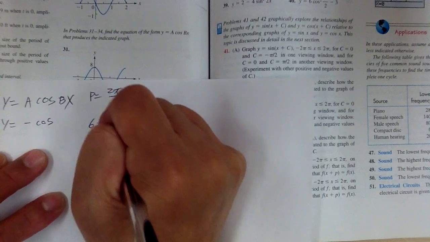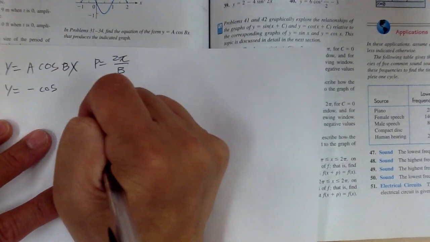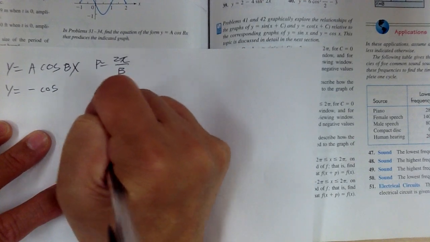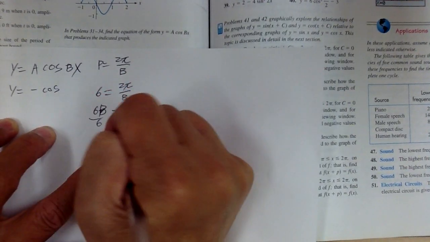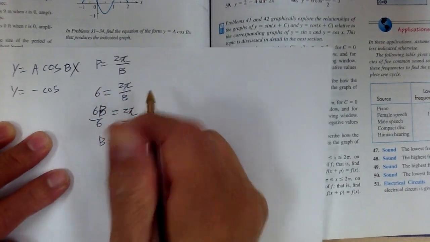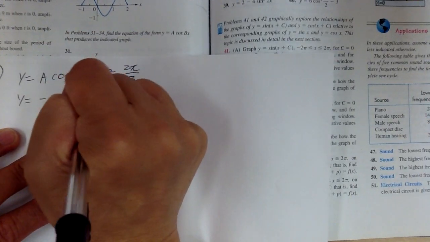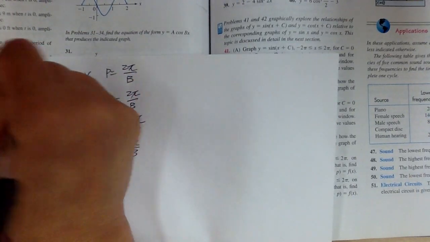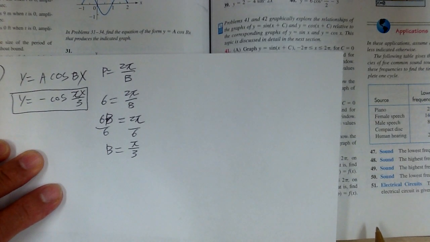So you got 6 equal to 2 pi over b. Cross multiply, you got 6b equal to 2 pi. Divide by 6, divide by 6. So b equal to pi over 3. And so you're going to get pi x over 3. So that's number 33. Okay, let's go to number 34.